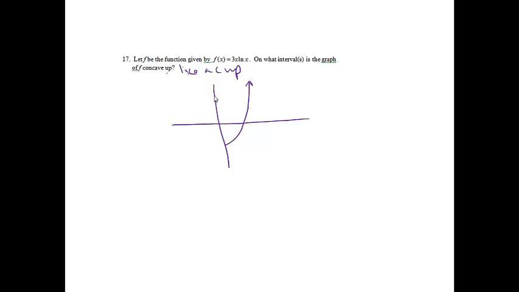And so if I want to know where it looks concave up like a cup, it's everywhere I see the picture, which would be starting at 0 until I get to infinity. So if I go 0 to infinity, we got it. I'm not going to bracket the 0 side because we can't plug 0 into this function, because ln of 0 is undefined.